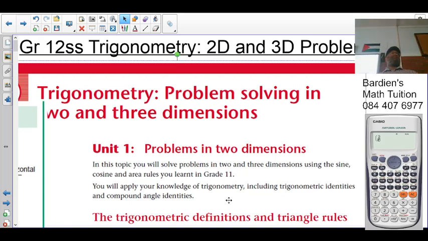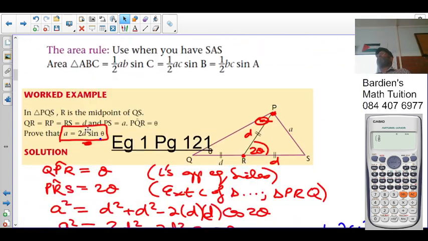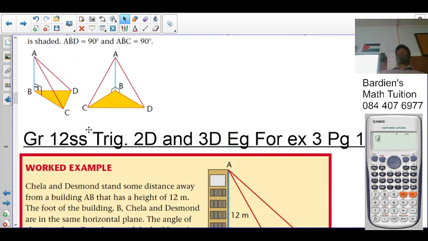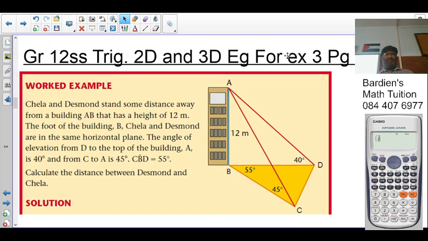Okay, good afternoon class. So at this point we're looking at trigonometry, 2D and 3D problems. Today we're going to look at the 3D problems, okay? In grade 11 we have done 2D problems extensively. However, the first part of this chapter we've dealt with the 2D problems where we had compound or double angles involved, okay? So now we're going to look at 3D problems.